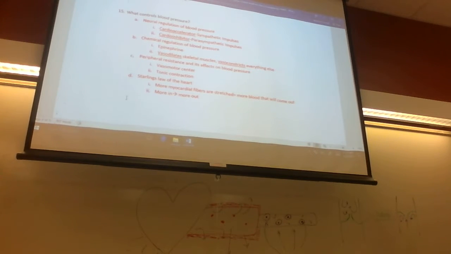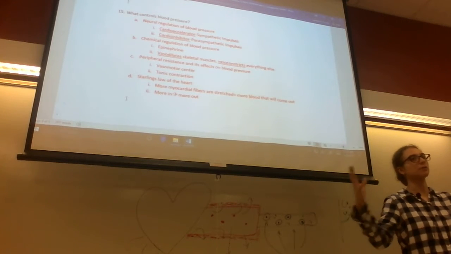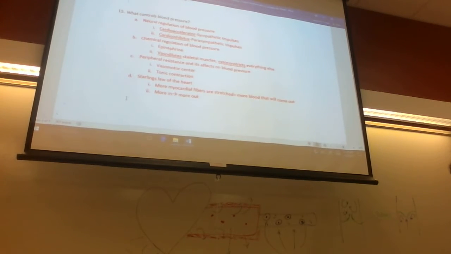Another control of blood pressure, and I know Janet likes this one, is Starling's law of the heart. The more your myocardial fibers are stretched, the more blood you're going to push out. So the more in equals the more out. The more stretchy your heart is, the more blood will come in, and the more will come out. So just Starling's law of the heart. That's probably the big one. We're almost done with this one.